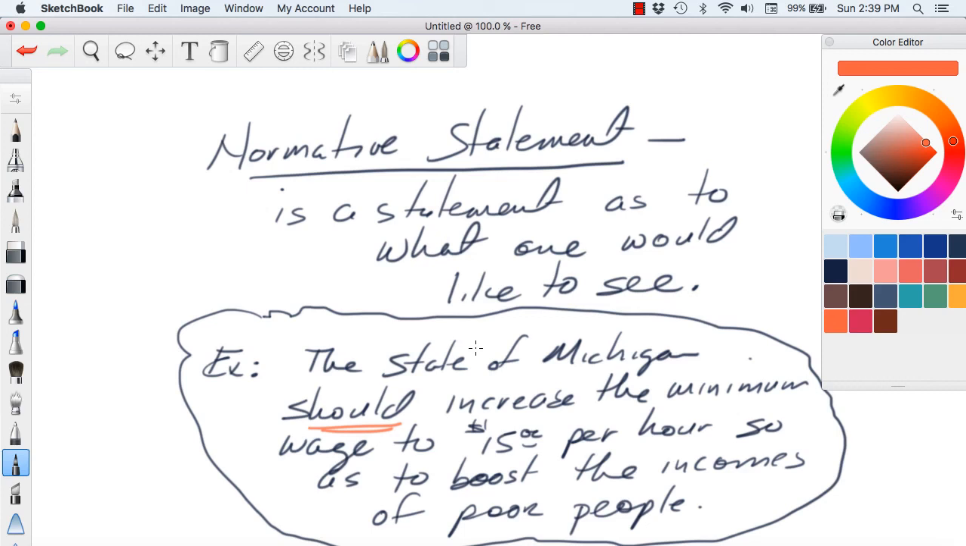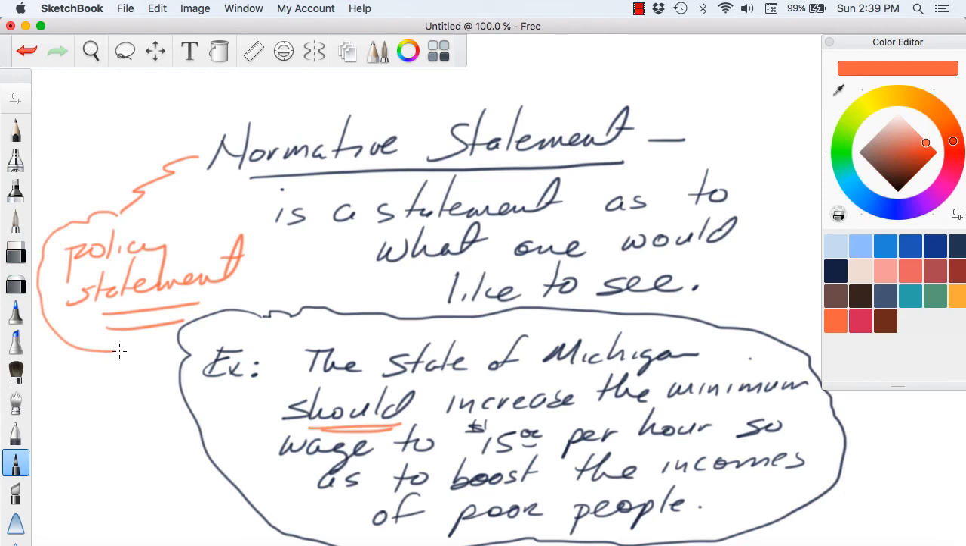Okay. Now, normative statements are often called policy statements. So when you get into the realm of policy and politics, most of these statements are going to be normative because it's what we would like to see happen. That doesn't mean they're not valid. Doesn't mean that they shouldn't be pursued. You might be able to make a very strong case for a $15 minimum wage per hour in Michigan. Or at least you might try.